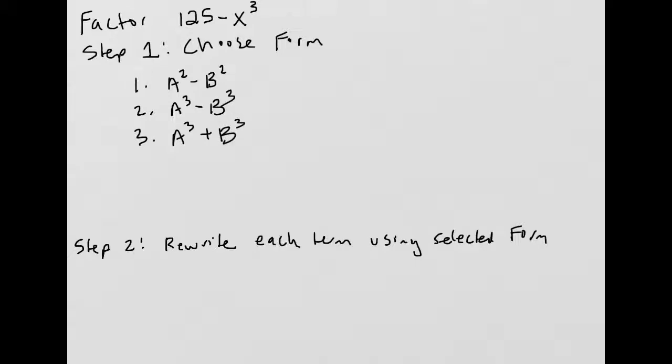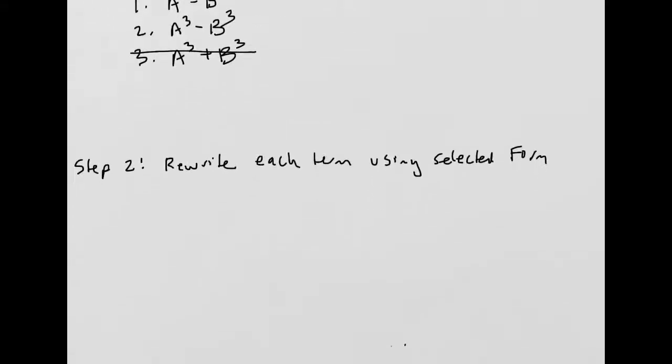So when I look at our guy, we've got 125 minus x to the third. Right away, I know that number 3 is out, because in number 3 we've got addition between our 2 terms. So I can cross that one out. When I look at numbers 1 and 2, number 1 I would choose if my 2 terms were squares of something. Number 2, I'm going to choose if my 2 terms are cubes of something. When I look at the exponent on the variable, it's kind of a giveaway. It's a cube. So that's making me think number 2 is probably our best bet, so we're going to go ahead and choose number 2.